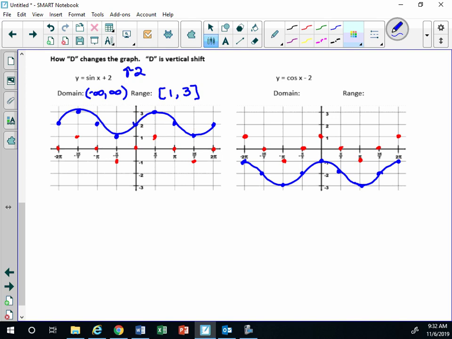How are you guys doing with the parent graph dots? Is that making sense? I want you to just plot those, and then we'll do all the transformations from there. Okay. What's our domain of this one? What's the domain going to be every single time for sine and cosine? Yes, negative infinity to infinity. Okay. And what's the range this time? Negative 3 to negative 1. Okay. Questions so far? Alright, turn the page.